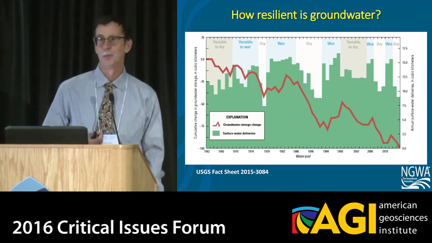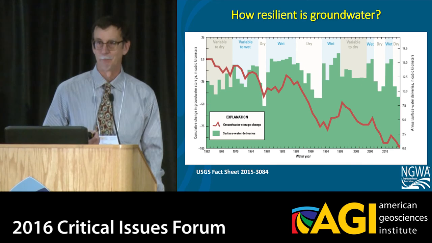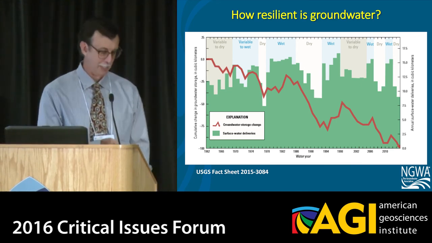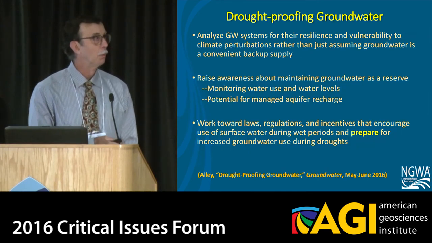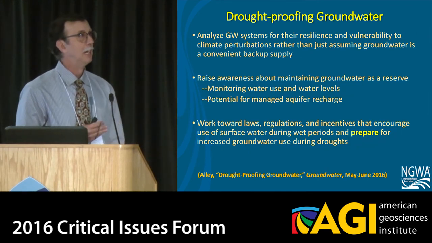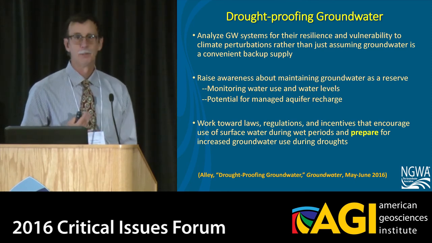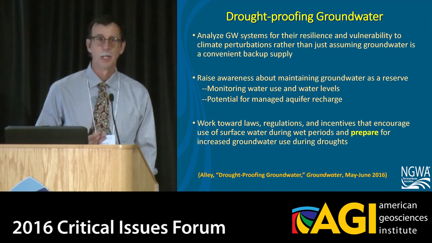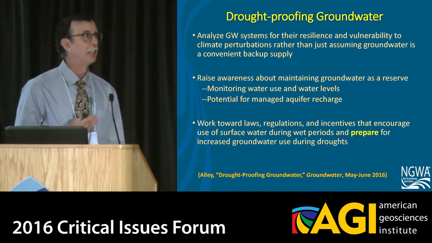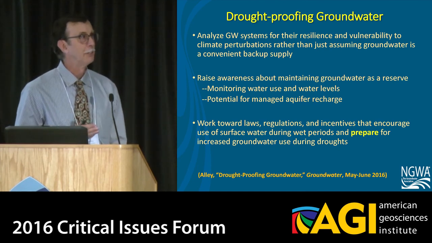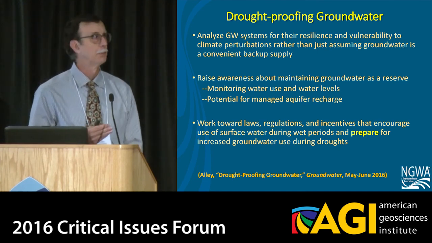So I would argue this is not a resilient system at this point in time, because it's just not being operated that way. So a few things about groundwater, drought-proofing groundwater. First of all, I think we could learn a lot from surface water hydrologists, who do tend to focus more on hydrologic variability and analyze our groundwater systems for resilience and vulnerability rather than just assuming they're going to be there as a backup supply.